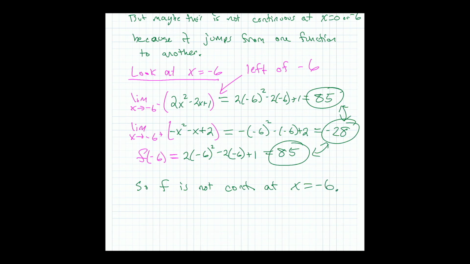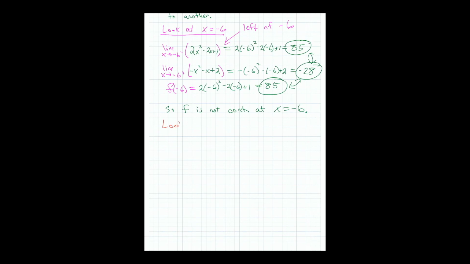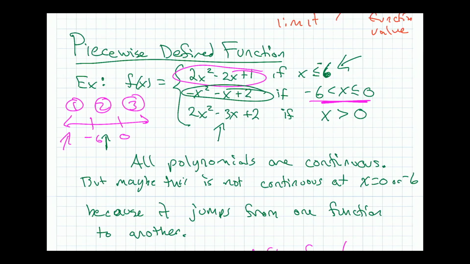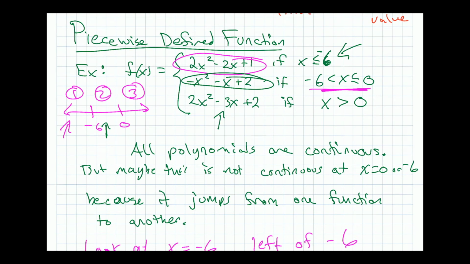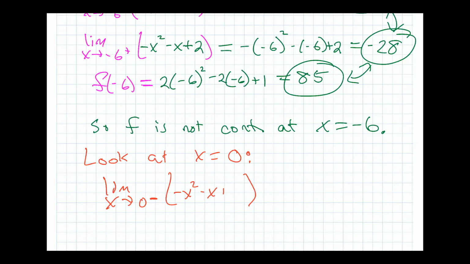Okay? And then you can do the same thing for 0, which I'll do briefly here. Look at x equals 0. So we need the limit as x approaches 0 from the left. What function are we going to be using? So from the little picture here, it looks like if we're to the left of 0, we're in the second function. So negative x squared minus x plus 2. So you put a 0 in there, you get 2.